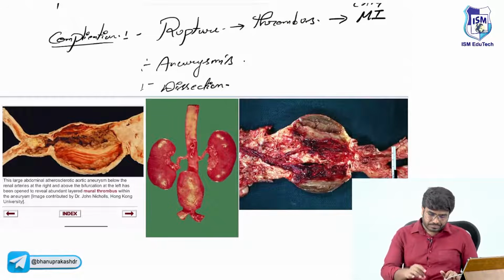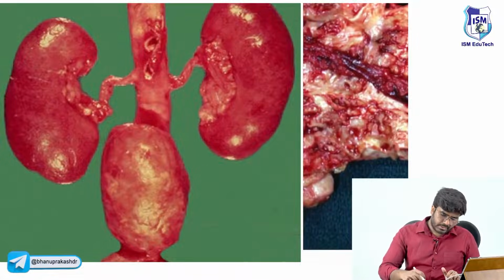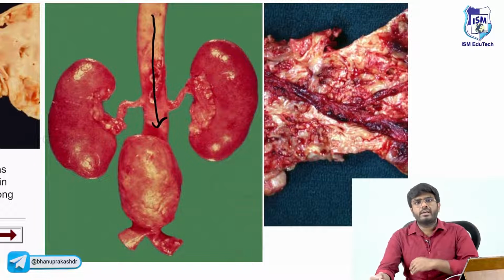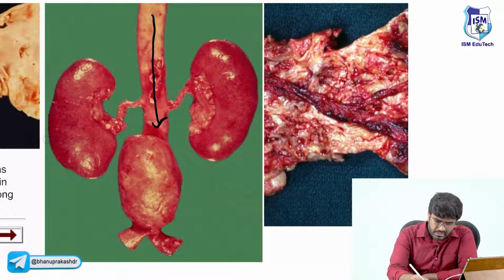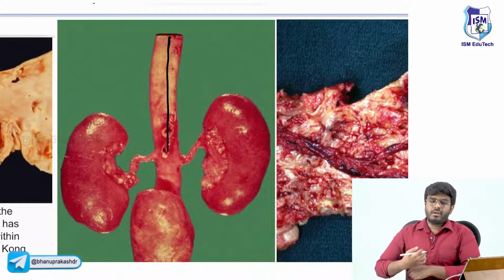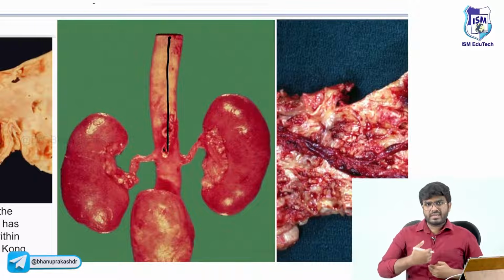Now, look here, guys. What exactly is this? So, here this is the descending aorta, right? You know it. Sorry, let me put it this way. I shouldn't say descending aorta. So, this is the abdominal aorta. First ascending aorta, arch of aorta, descending aorta in the thorax.